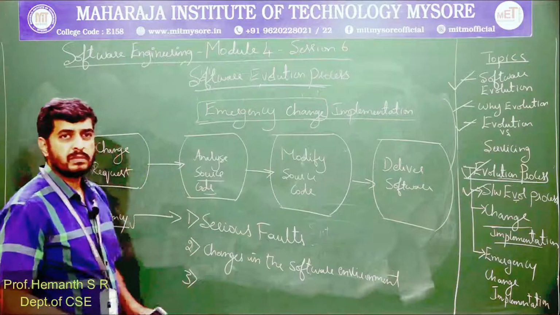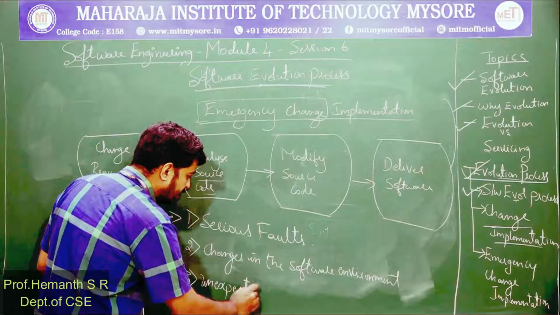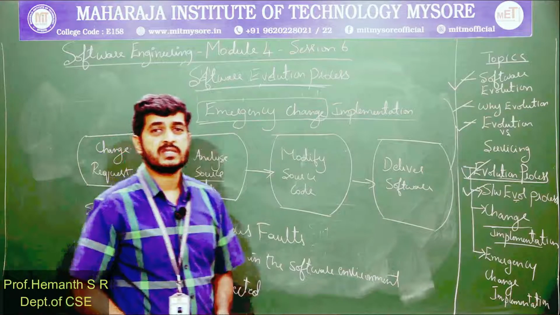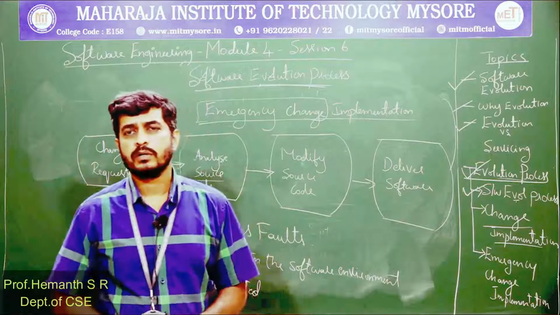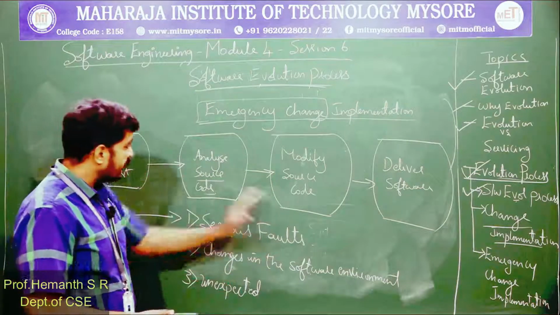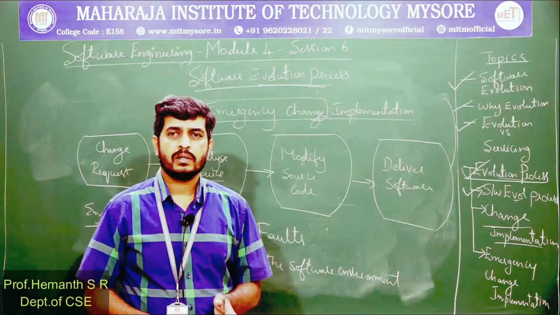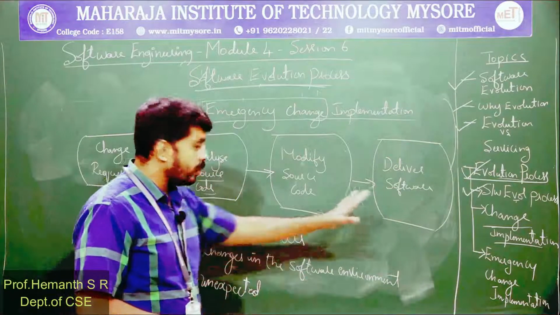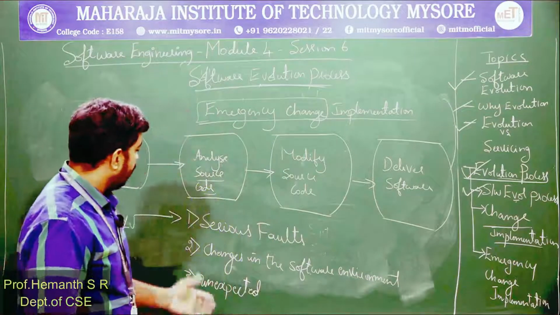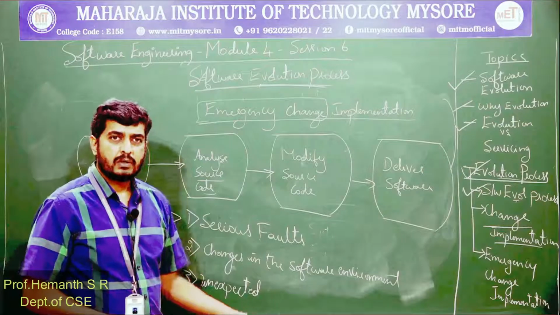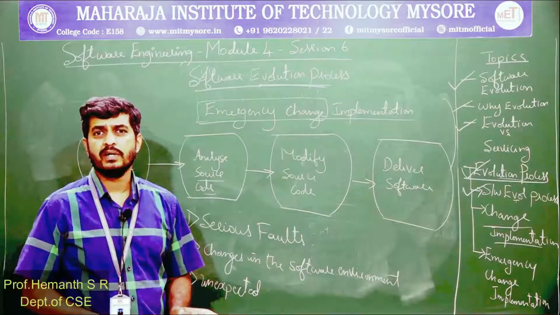Third reason being unexpected, unanticipated changes in the business scenario. New competitions, new legislations, new policies from the government, which should be immediately reflected in the existing software. Because if the government has changed a policy, and it is expected to immediately reflect the new policy in the software, it should be done. So these types of unexpected events can also trigger emergency changes in the existing software.